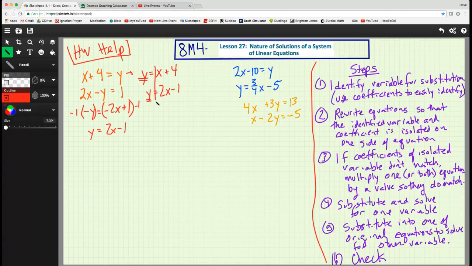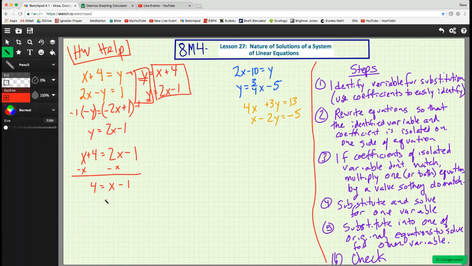So let's substitute and make these two equal to each other. My y's are equal, so let's make the other sides equal. So I get x plus 4 equals 2x minus 1. Subtract x from both sides, and I get 4 equals x minus 1. So x equals 5, because you added 1 to both sides. So now I'm through step 4. I've substituted and solved for one variable. Now remember what I have to do to get back. I have to find my y.